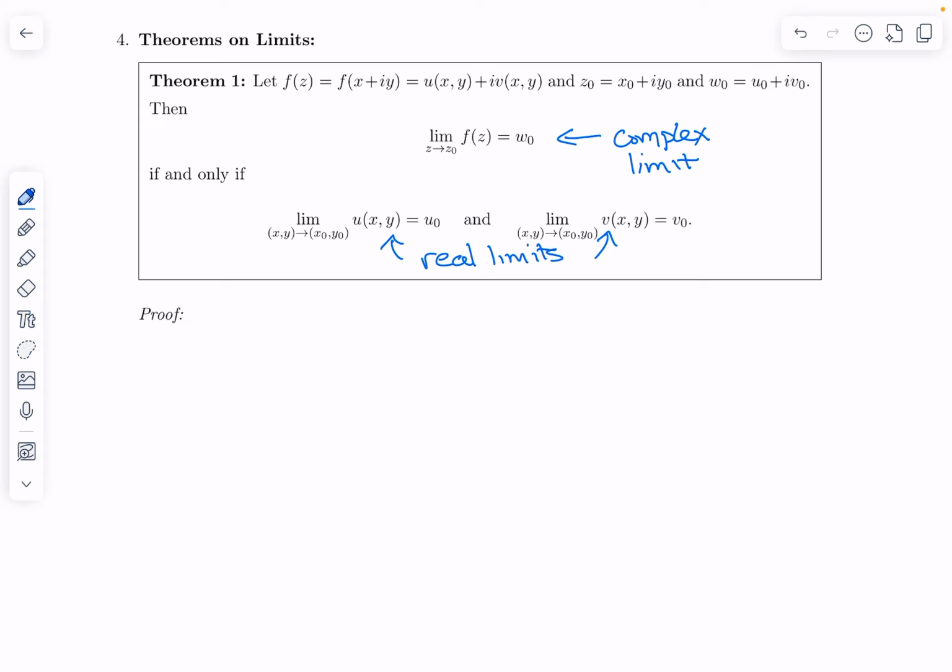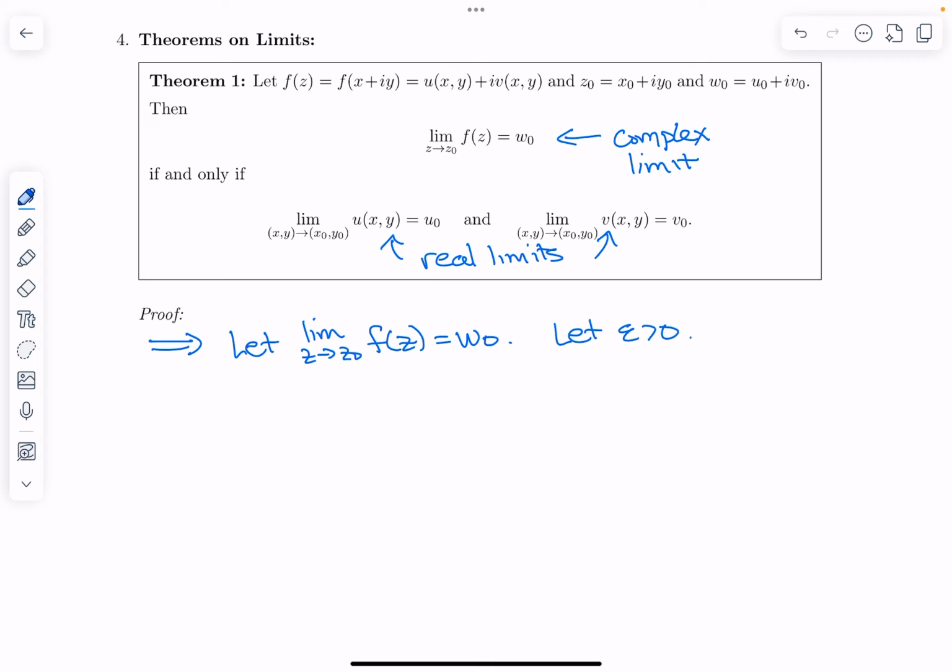So this is an if and only if proof. And so we want to start by proving it in the forward direction. So we're going to assume that the limit as z goes to z0 of f of z is equal to w0. And then we're going to want to write that out using our formal definition of a limit. So we're going to let epsilon be bigger than 0. That'll be an arbitrary positive number.